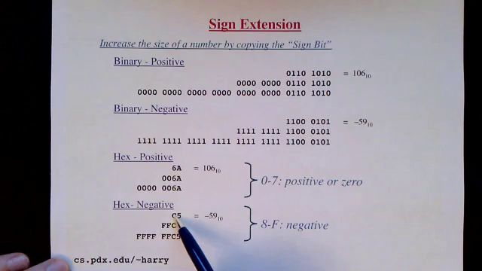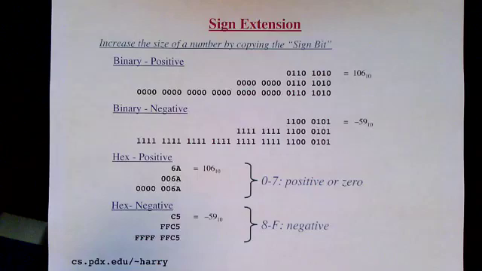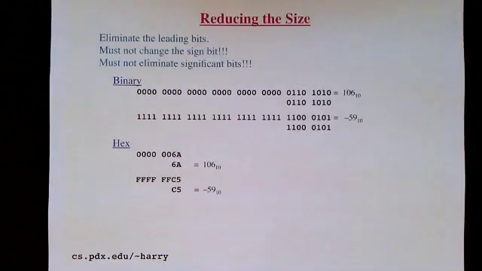Anything that's 8 or greater, 8, 9, A, B, C, D, E, F, indicates that it's a negative number. So to sign extend a number that begins with something like 8 or larger, we add Fs. So here we add a byte of all Fs to get a half word, and here we add 1, 2, 3 bytes of all Fs to get the same number as a word.